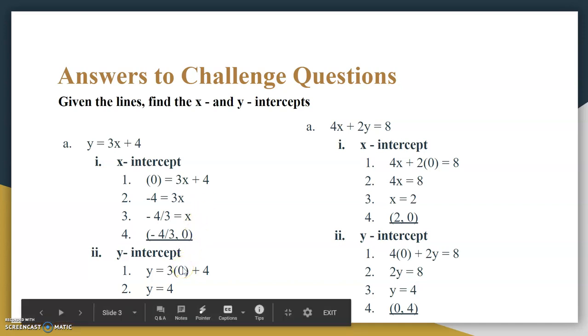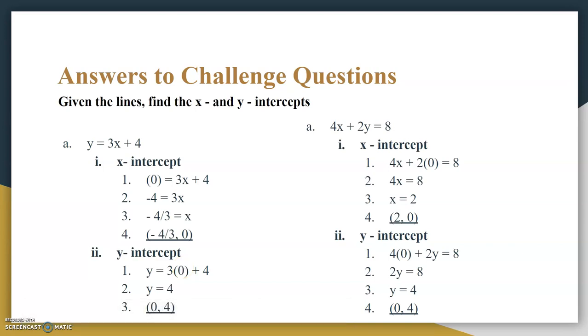Now let us find the y-intercept. As said before, let's substitute 0 for the x value this time. Y is equal to 3 times 0 plus 4. 3 times 0 is equal to 0. Therefore, y is equal to 4. As a result, our answer is 0, 4 is our y-intercept.